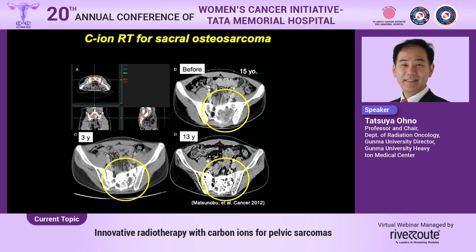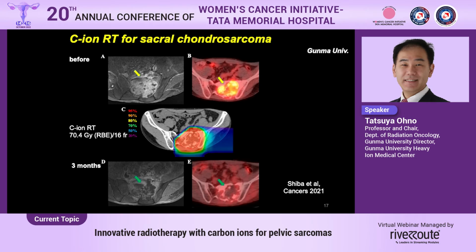This is a case with sacral osteosarcoma. The patient was 15 years old at the time of carbon ion radiotherapy. He became a teacher and taught many students as a long-term survivor. This is a case with sacral chondrosarcoma successfully treated with carbon ion radiotherapy.